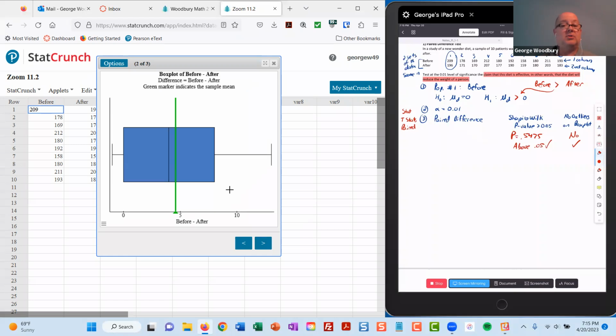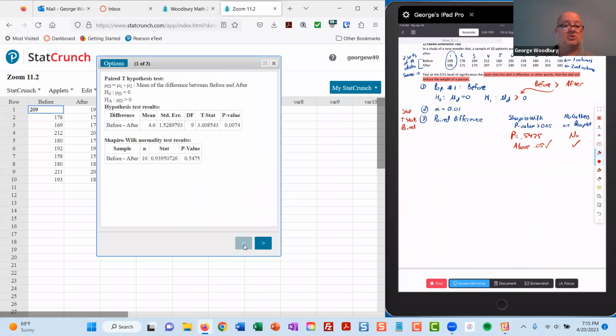Now, if either one or both of those conditions fail, then we've got some editing to do. We need to change our HO and H1 in terms of the symbols. We change the name, and then we have to recalculate. But because the conditions were good, we can take our test statistic and p-value right out of the problem. The test statistic T is 3.01 rounded to 2 places.